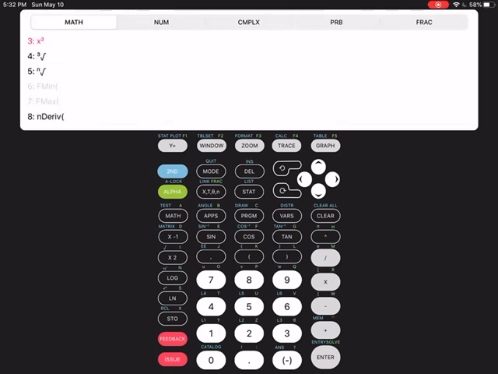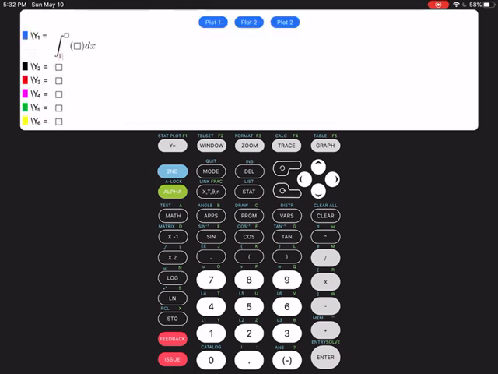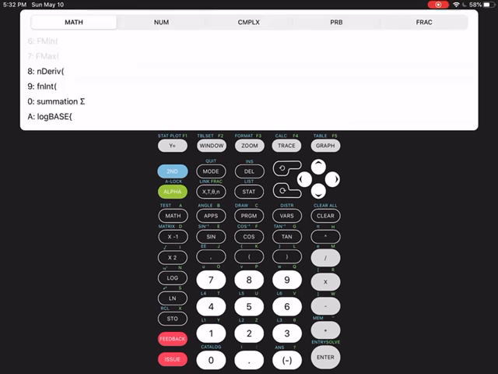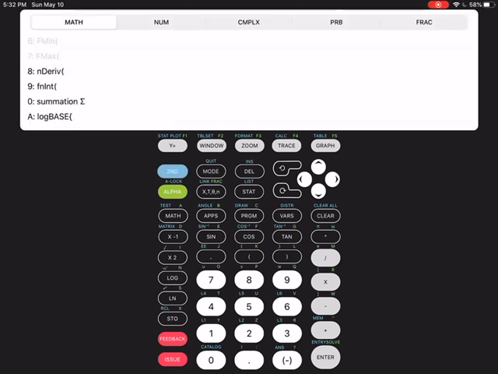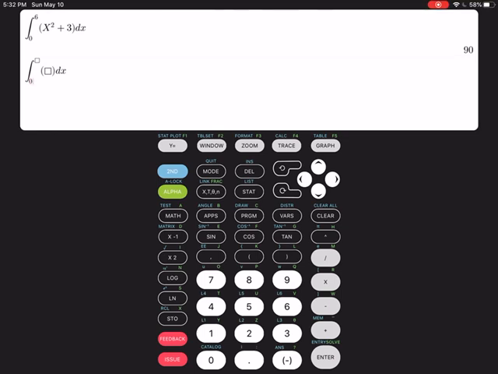I'm going to go math down to number 9. I'm going to go from 1 to 9, x minus 3 squared. And then you're going to have to put a dx in there. You hit enter. Math 9, 1 to 9, bracket x minus 3 bracket squared, and then put a dx in there. Enter. And it's 74.666666 repeating, right?